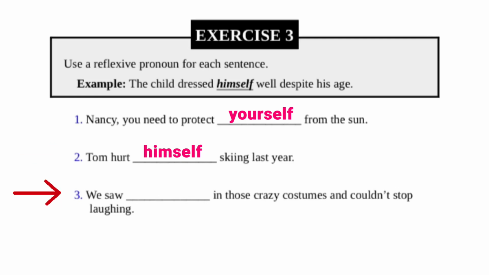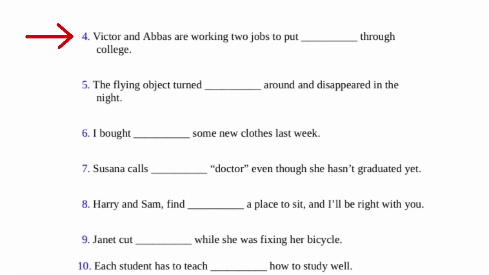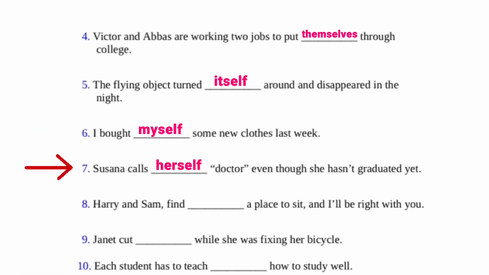Next one, we saw ourselves in those crazy costumes and couldn't stop laughing. Victor and Abbas are working 2 jobs to put themselves through college. Next one, the flying object turned itself around and disappeared in the night. I bought myself some new clothes last week. Susanna calls herself doctor even though she hasn't graduated yet.